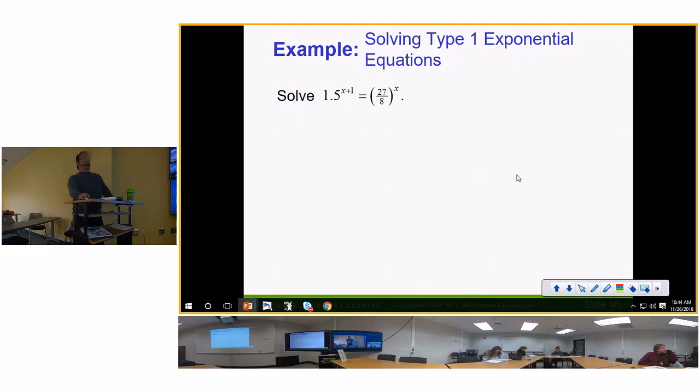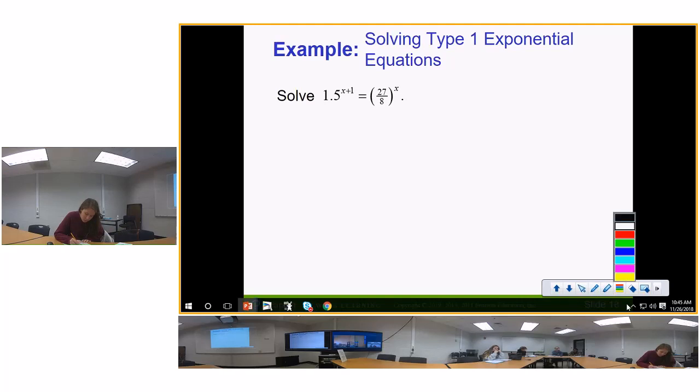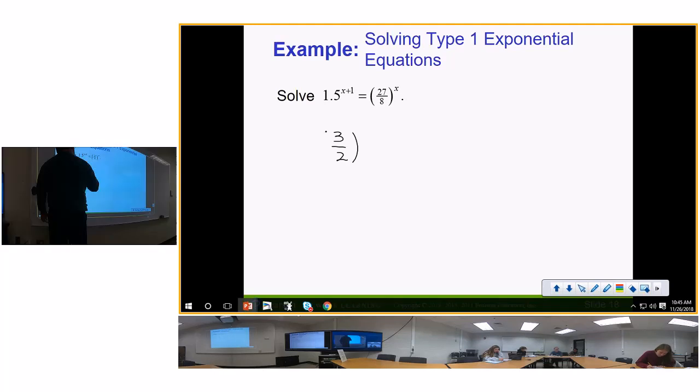All right, try that one. What's the first thing I would do on this problem? Change that decimal into a what? Fraction. Yes. So I'll do that for you. It's 3/2. So 3/2 to the x plus 1 is equal to 27 over 8 to the what? x power. All right, do it.